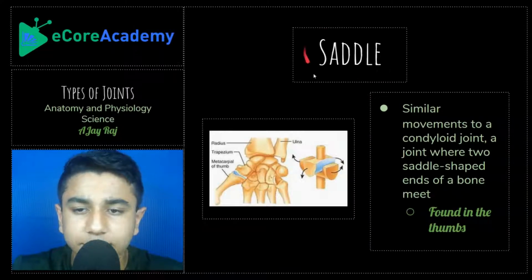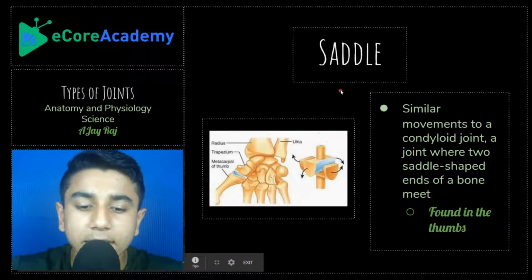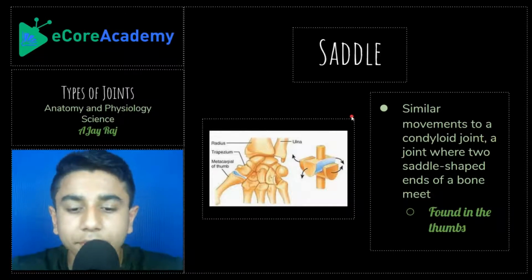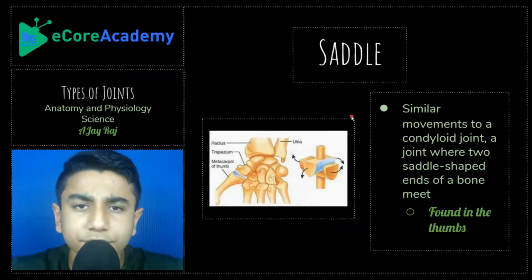So the next joint class we have here are the saddle joints, and it's similar in movement to a condyloid joint. It's basically frontwards and backwards, and it's a joint where two saddle-shaped ends of a bone meet, and it's found in the thumbs. But the only difference between a saddle and a condyloid joint is that it creates a lot of friction, and the actual shape of the bone is very different, but the range of motion is very similar. This saddle joint actually has the least amount of movement, and it's obviously the least common because it's only found in the thumbs.